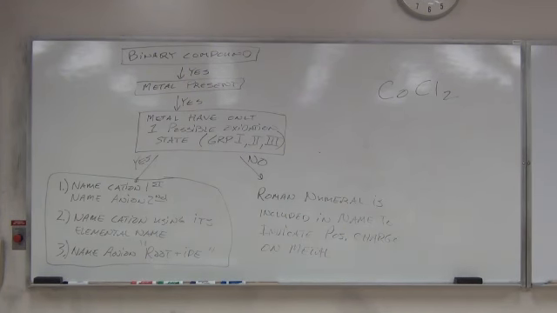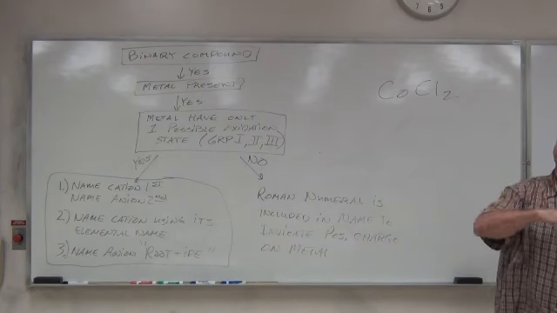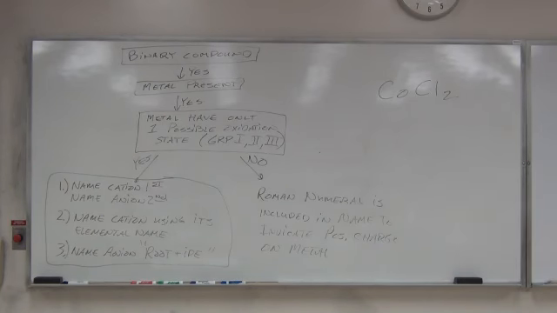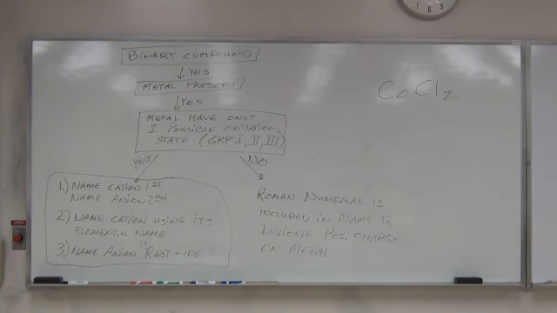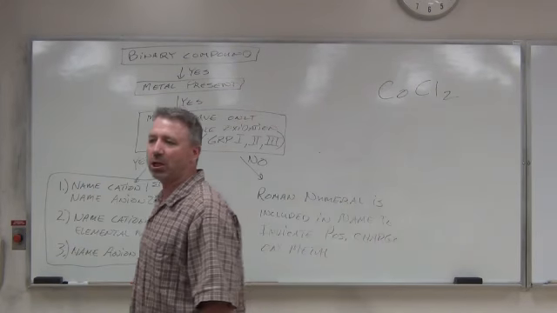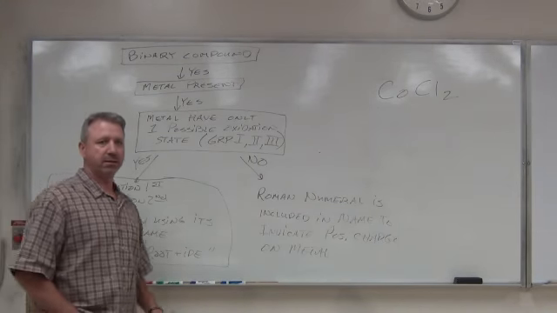Binary compound, metal present, yep. Is the metal group 1, 2, or 3? Nope. Is that one of those metals on the bottom of our periodic table? Yep. So what is it? Cobalt 2 chloride. Cobalt 2 chloride. Everybody see that?